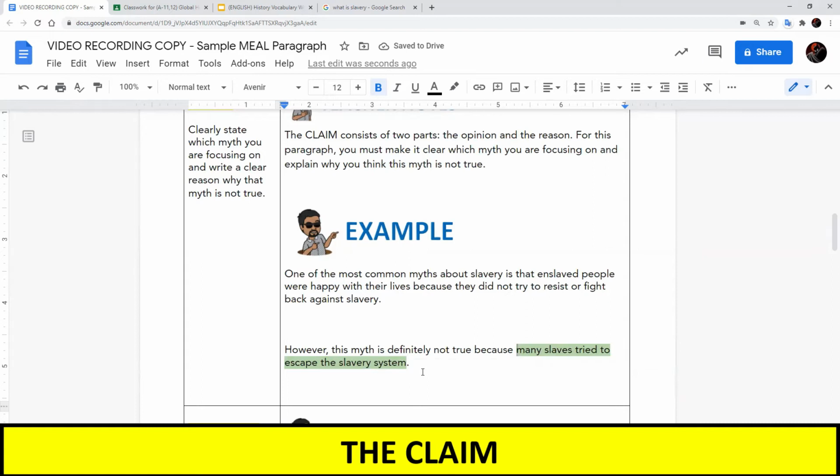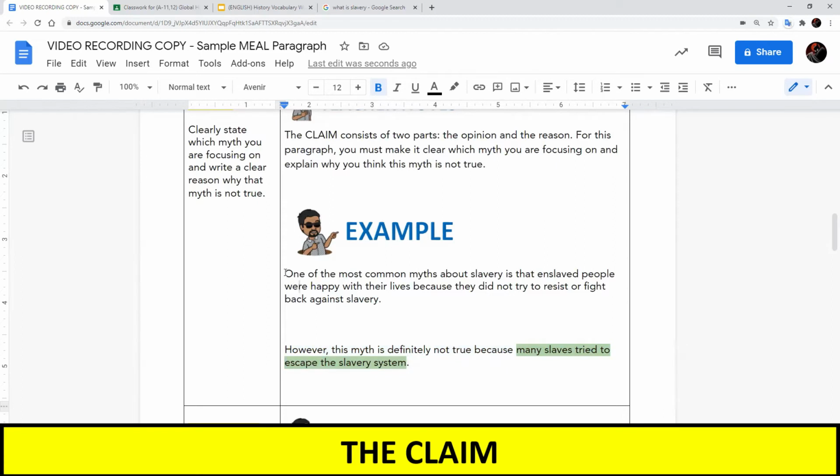However, this myth is definitely not true because many slaves tried to escape the slavery system. All right. So this is pretty short. It's short, but it's also very clear. So don't think that just because what you wrote here in the second part, your reasoning, is very short, it doesn't mean that it's not good. Sometimes having a shorter sentence is better because it helps to make it more clear.